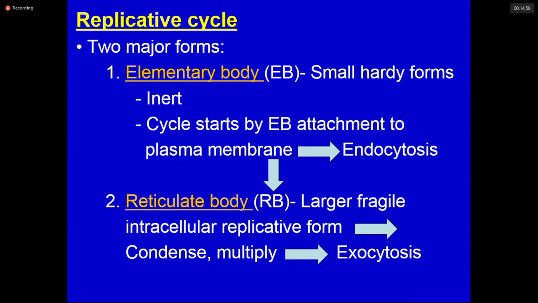They are hard and do not break apart. The cycle starts by EB attachment to the plasma membrane of the infected cells. Then, by endocytosis, elementary bodies enter inside the cells. Once inside the cells, they become reticulate bodies, RB, which are larger and fragile, they break easily. They are the intracellular replicative form, that is to say they replicate and multiply. Once they become huge in number, they exit by exocytosis, the cell bursts and they appear outside the cell.